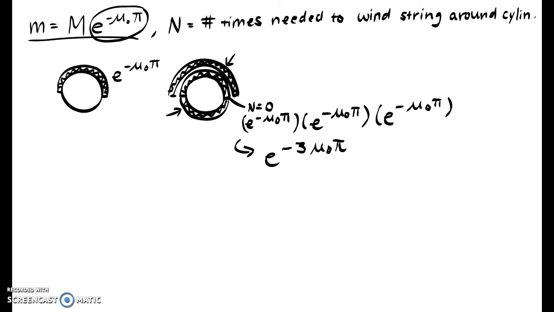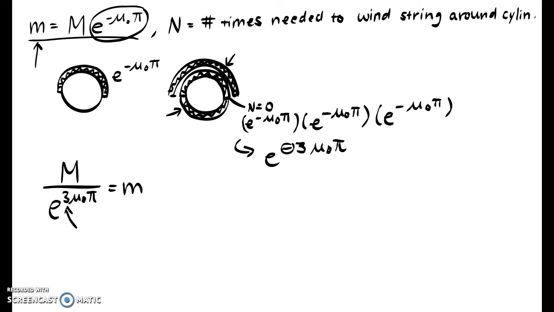In other words, the more times we wrap the string around the cylinder, the smaller small m can be. Since this is negative, that means it's m over e to the 3 mu0 pi power. So the more times we wind the string around, the larger the denominator becomes, and the smaller small m has to be in order to keep the system at rest.